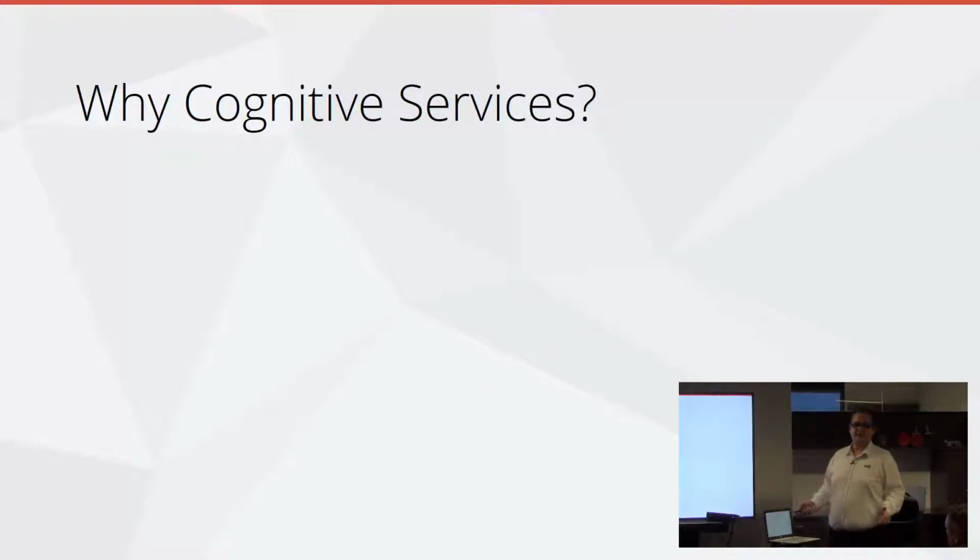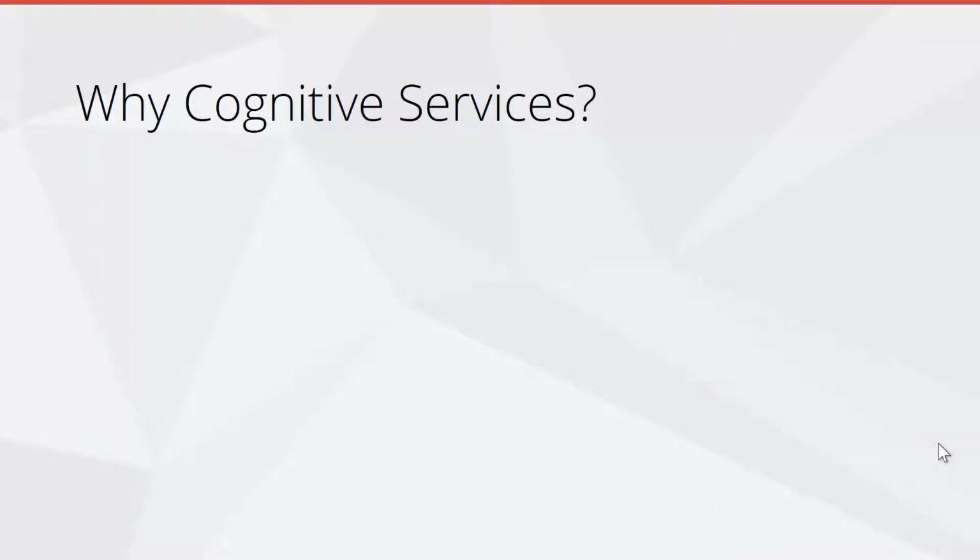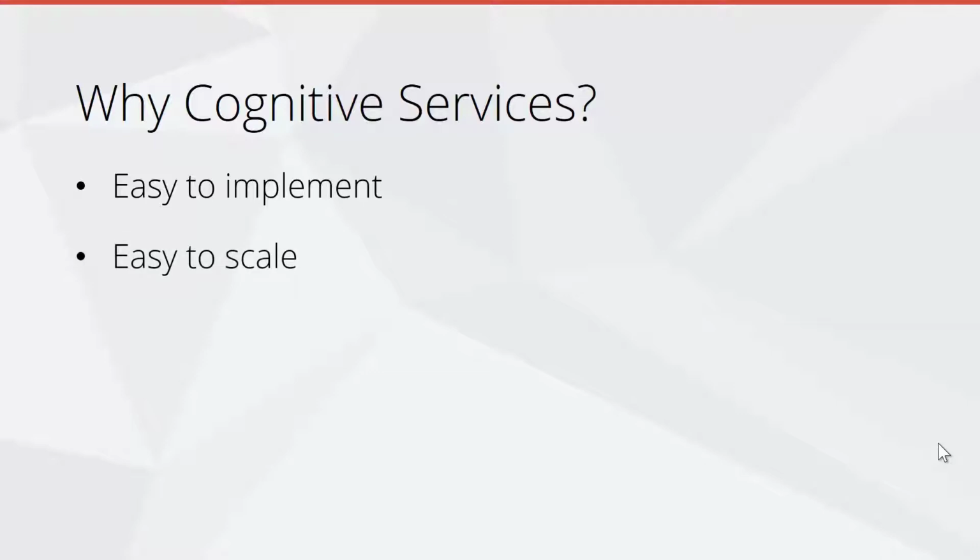But first, I want to touch on why we chose Cognitive Services over, for instance, offline tracking or other solutions. One of the main reasons is easy implementation. As you've seen on the previous slide, we have a really simple workflow, and I'll show you in code that it's almost that simple. Then you have easy scaling. Because it's in the cloud, you essentially can scale it as much as you want. You have almost infinite power, theoretically.